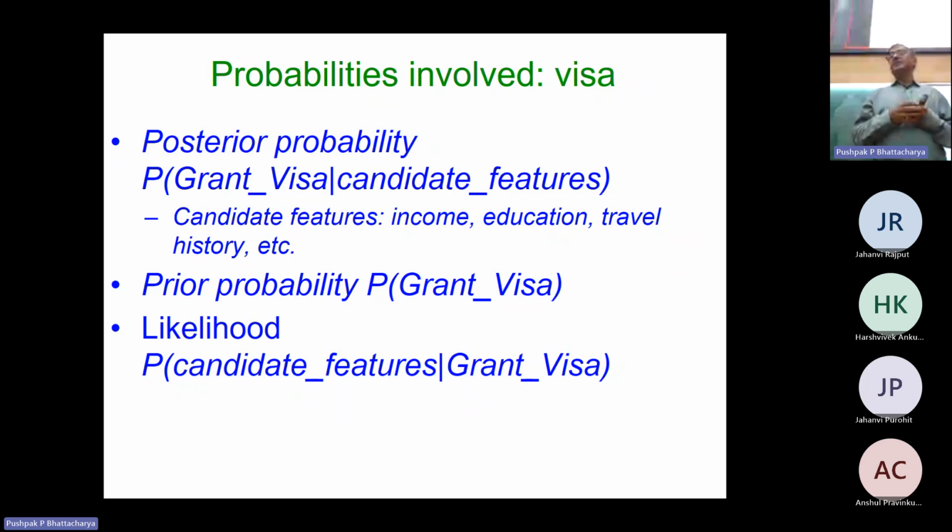Then likelihood is probability of the candidate features given that the visa was granted. So again, we'll have to collect all these statistics. If an applicant has been granted visa, what is the income? What is the income range? We take a look at that.